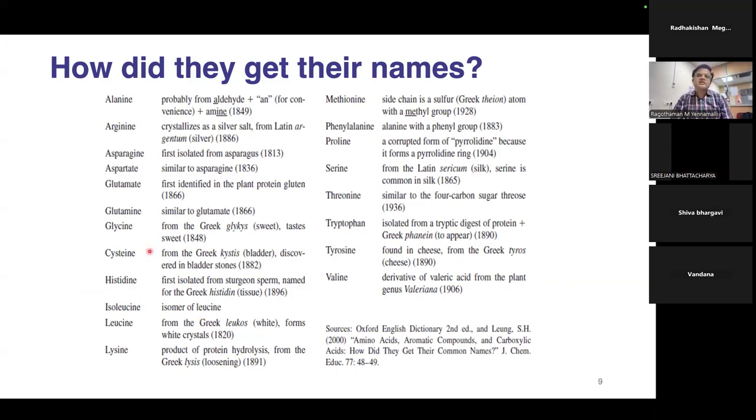It's a mnemonic. You can remember these names in some way or the other. And certain amino acids are nothing but the amide form of the acid or another amino acid. Like, for example, aspartic acid, the amide form is asparagine. Glutamic acid, the amide form is glutamine, and so on and so forth.